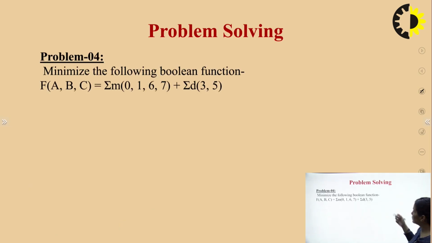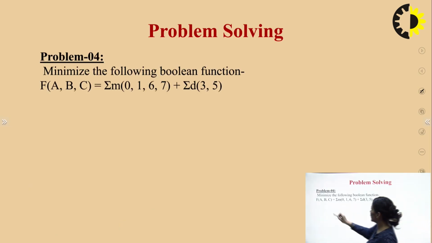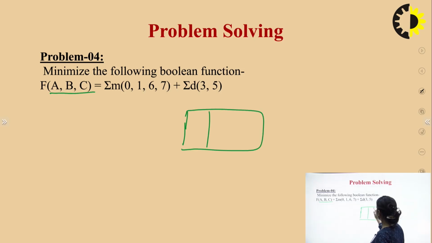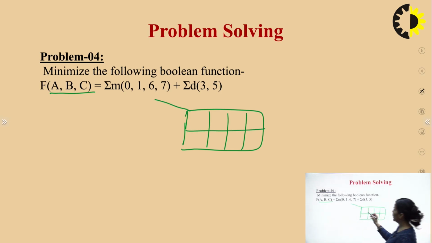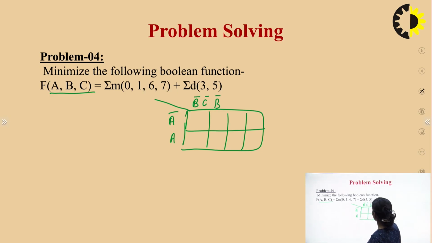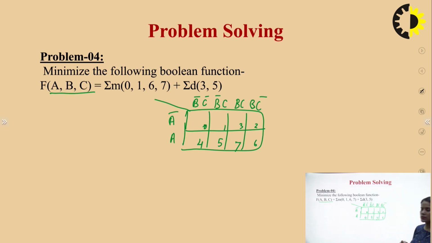So this is another very simple K-map. Here we can see there are only 3 variables. So we will make a K-map using only 8 cells. So here A bar, A, and this is B bar C bar, B bar C, B C, and B C bar. So 0, 1, 2, 3, 4, 5, 6 and 7. This is the way how you will number these cells.